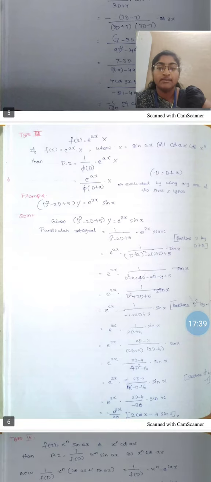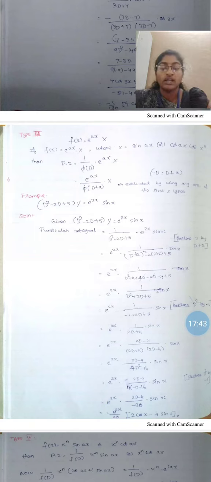See the example: d square minus 2d plus 5 into y equal e power 2x into sin x. Write the equation as it is given. Particular integral is 1 by d square minus 2d plus 5 into e power 2x sin x.